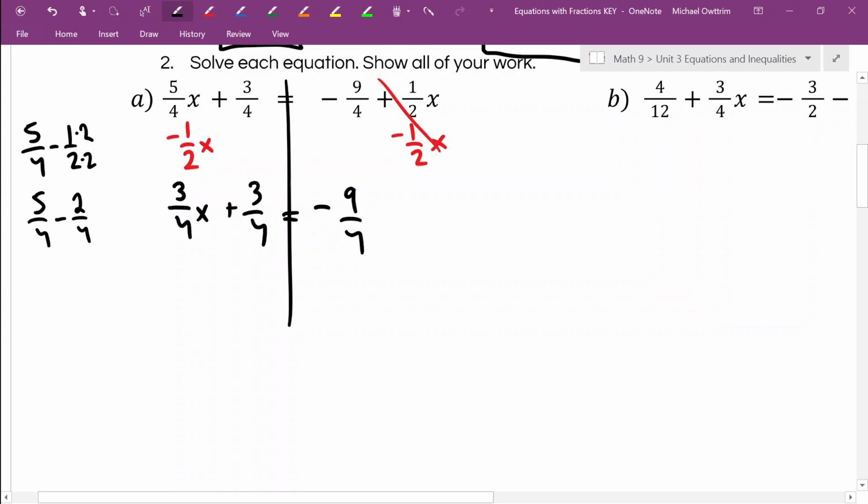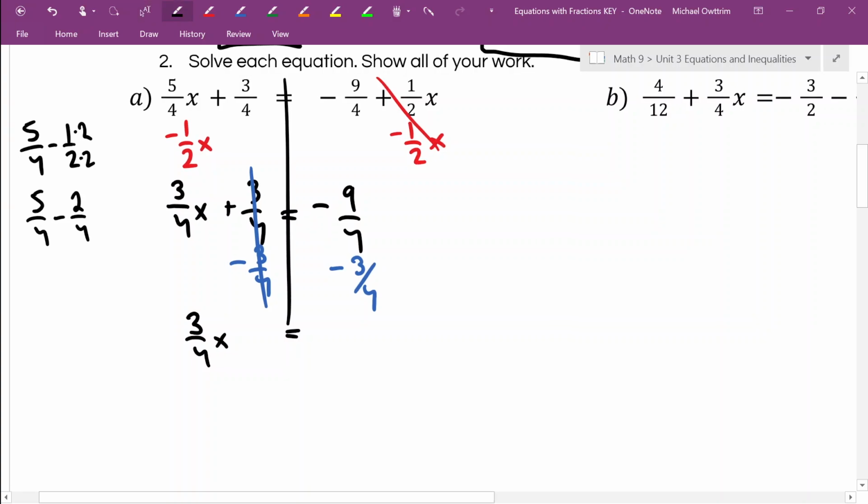Next thing I need to do is undo the addition or subtraction on our x. So the opposite of adding 3/4 is subtracting 3/4, which we'll do from both sides. We do still have our 3/4 x out front. Over here, negative 9/4, getting more negative by 3/4 is negative 12/4 for our fraction.